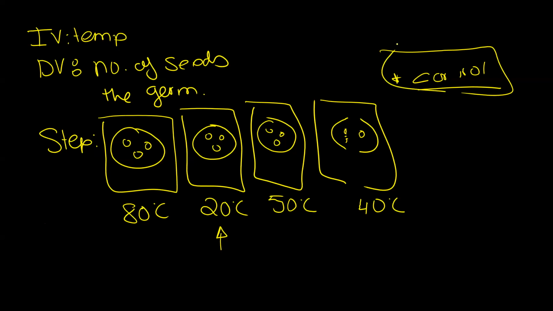Fine, I'm going to destroy it. I will destroy the enzymes in the seed and see if it's going to germinate or not. Of course, it will not germinate. And by the way, you don't have to write a control for every experiment. You don't lose marks if you don't write a control.